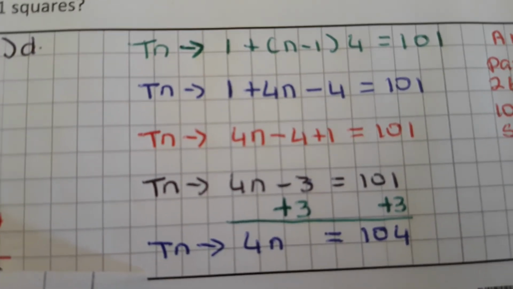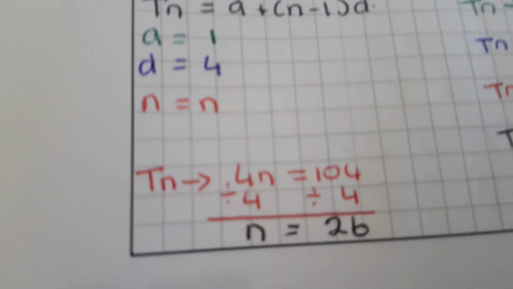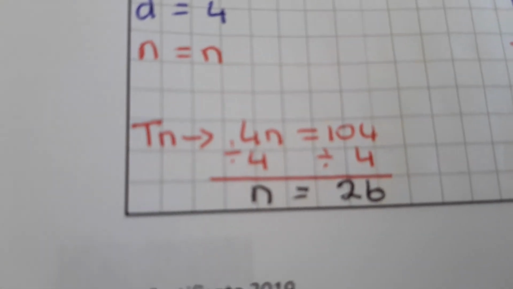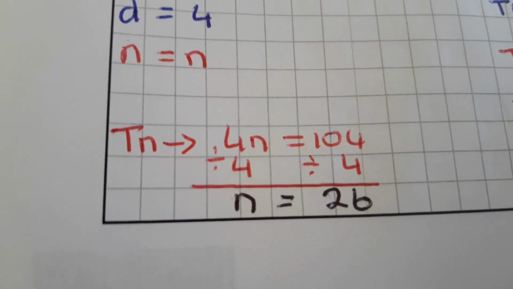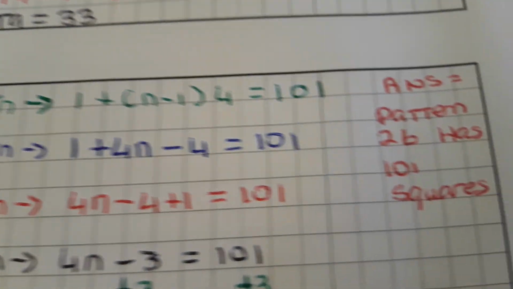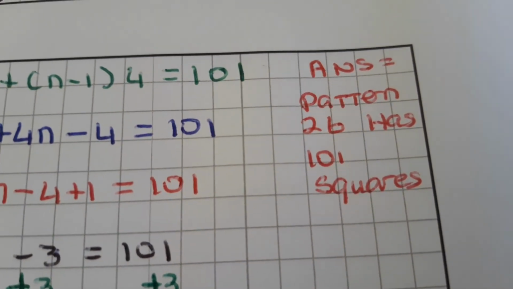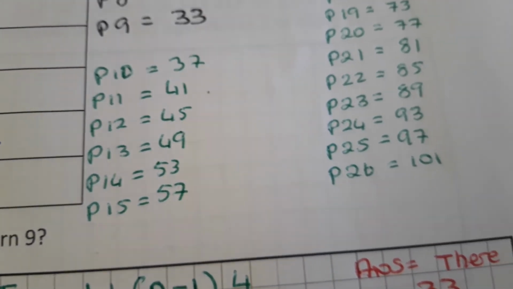So once you know that 4n is 104, to find out what 1n is, you divide by 4, and it tells you that n is 26. So your answer is pattern 26 has 101 squares in it, and it's the same answer as you got when you did it by inspection.